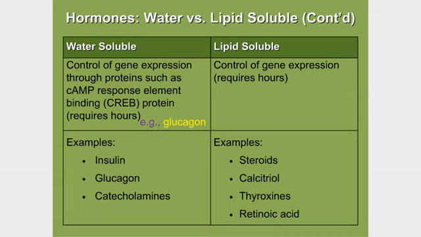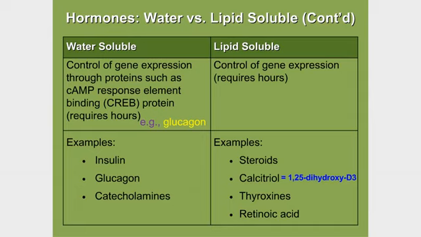Examples of water-soluble hormones are insulin, glucagon, and catecholamines, whereas lipid-soluble hormones include the steroid hormones, like calcitriol. Calcitriol also is called 1,25-dihydroxy vitamin D3, also called 1,25-dihydroxycholecalciferol, also called calcitriol, different names for the same hormone.